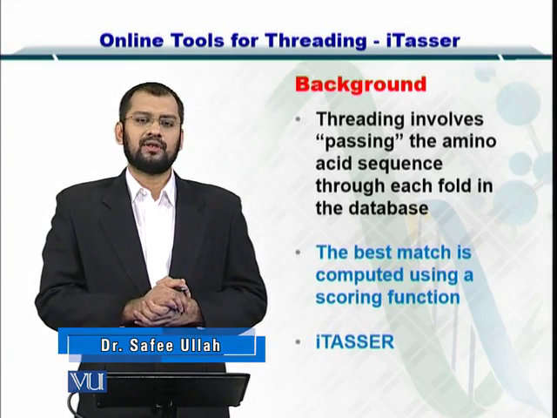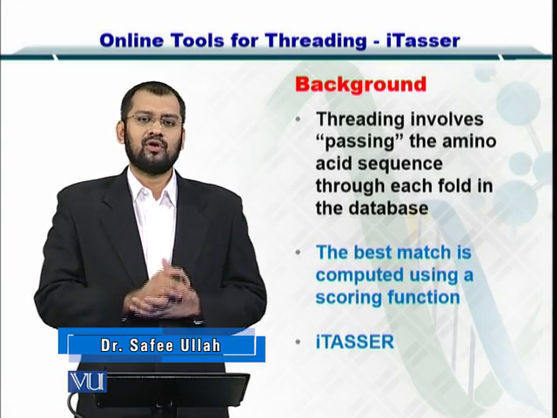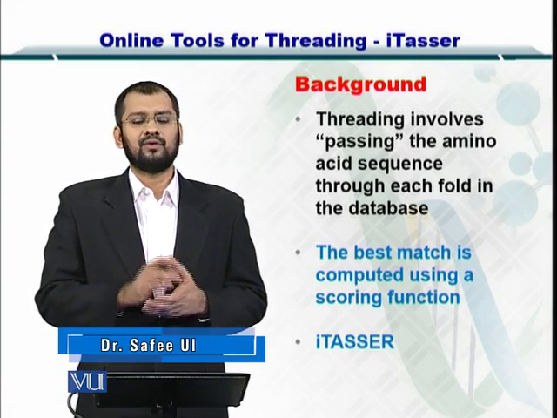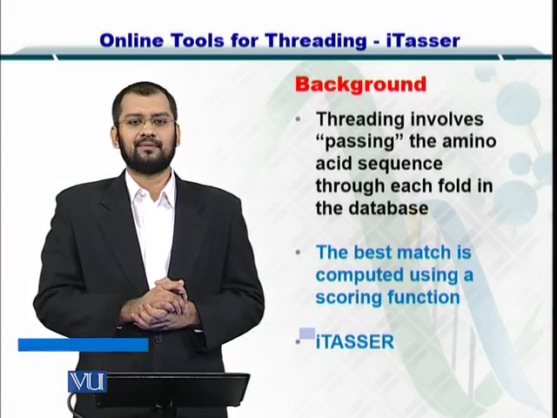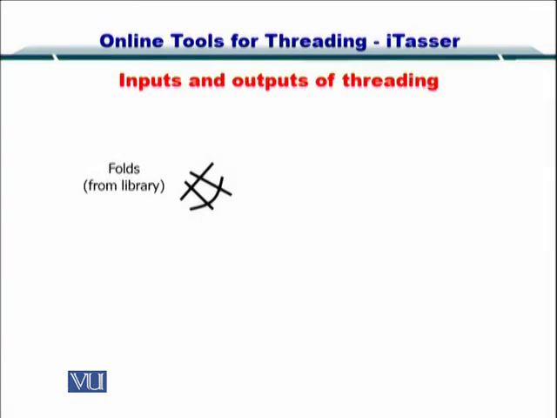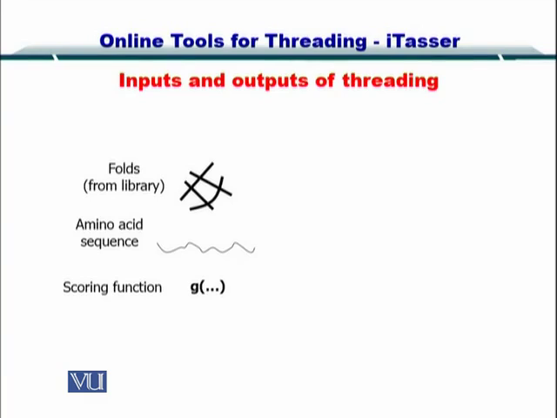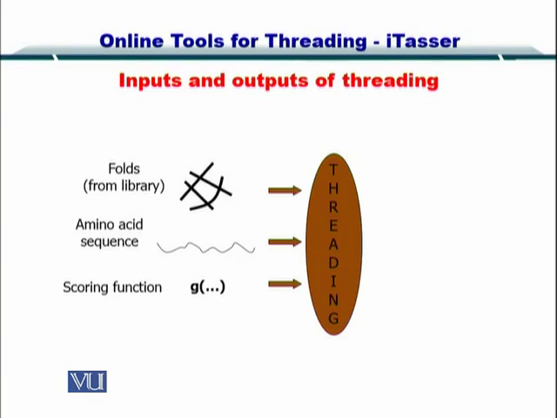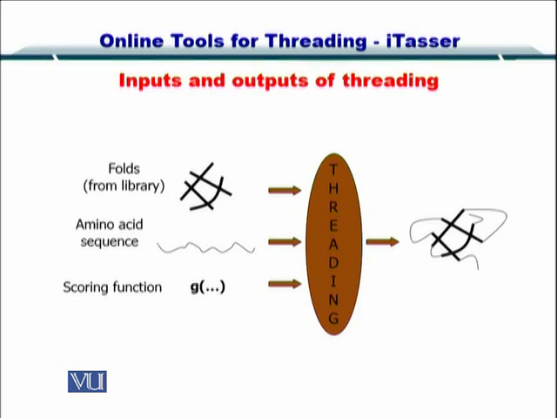ITERA is a tool that can be used to perform all of this work for you in a very easy and seamless manner. So let's start looking at what the inputs were yet again. The inputs were the folds from libraries, the amino acid sequences, and the scoring function. This was input to a software which output the predicted structure. So now we are going to use ITERA.